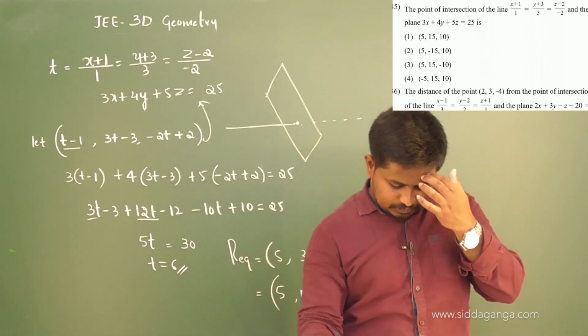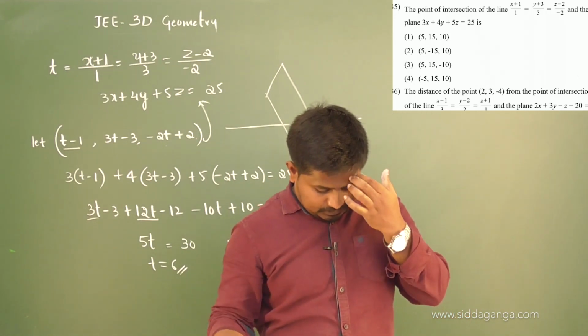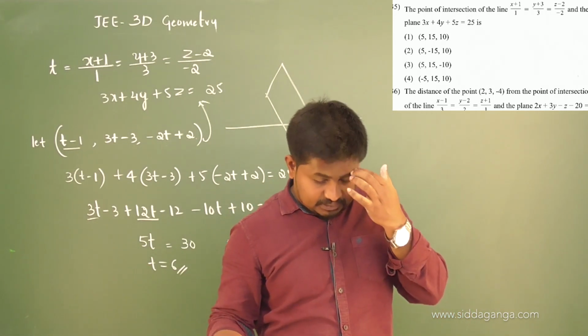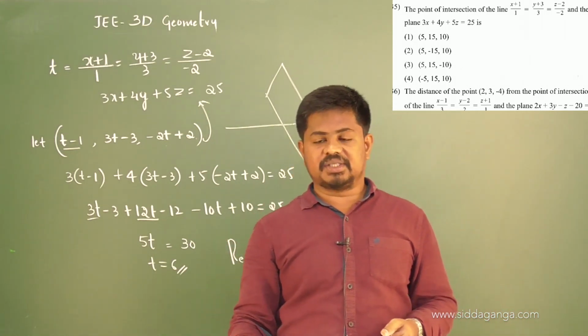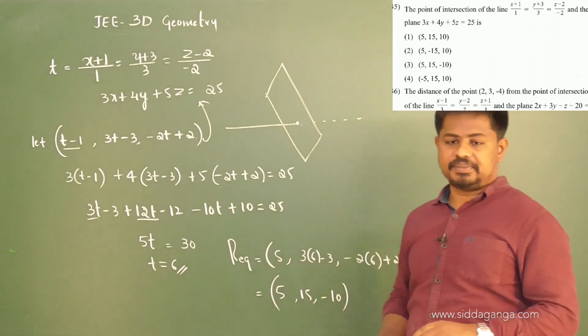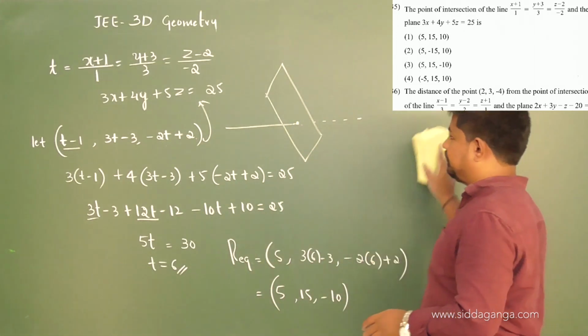So that is the option, yes, 5, 15, minus 10 is the third option, and the third option is the correct one. The point of intersection of both the line as well as the plane. So 5, 15, minus 10.